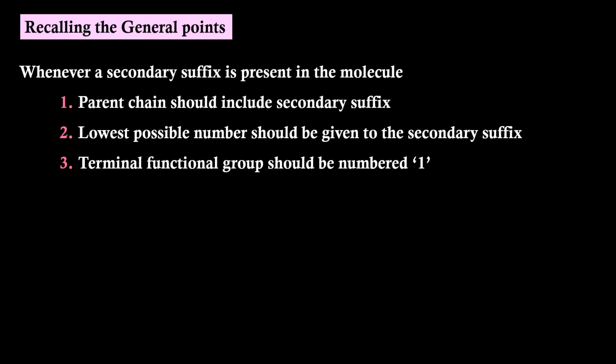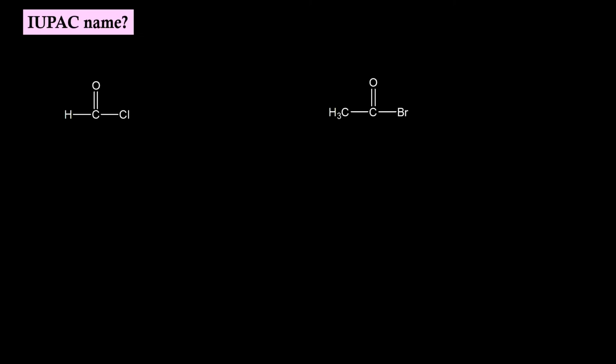Recalling the general points, whenever a secondary suffix is present in the molecule, the parent chain should include the secondary suffix. Lowest possible number should be given to the secondary suffix. Terminal functional group should be numbered 1. Since acyl halides are terminal functional groups, the carbon atom of the acyl halide should be numbered 1.